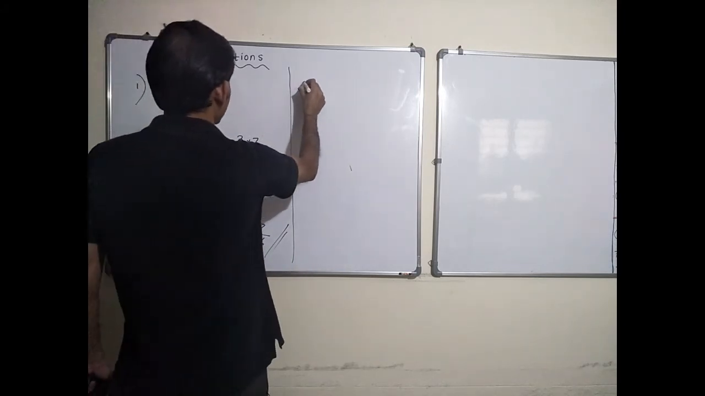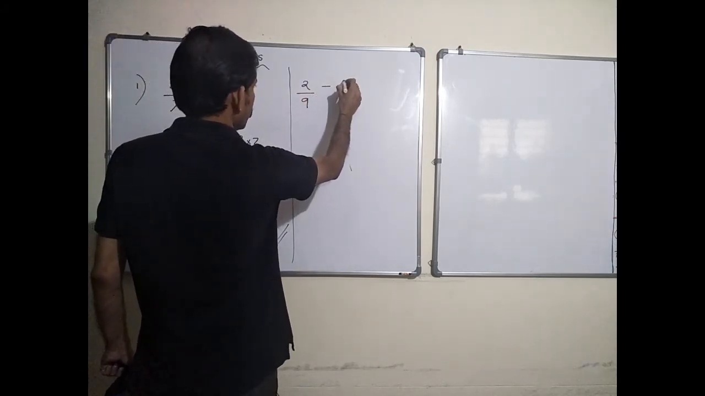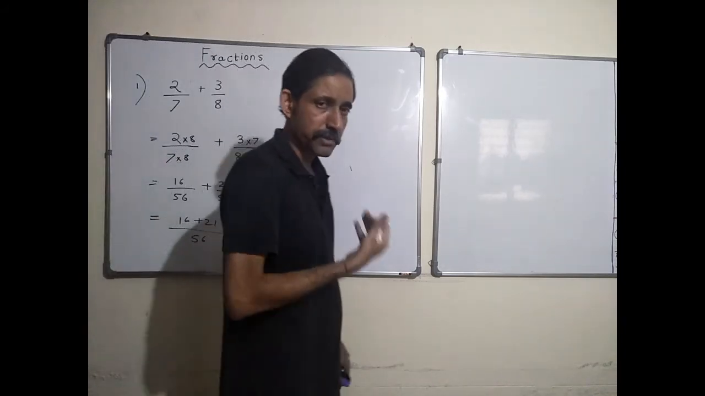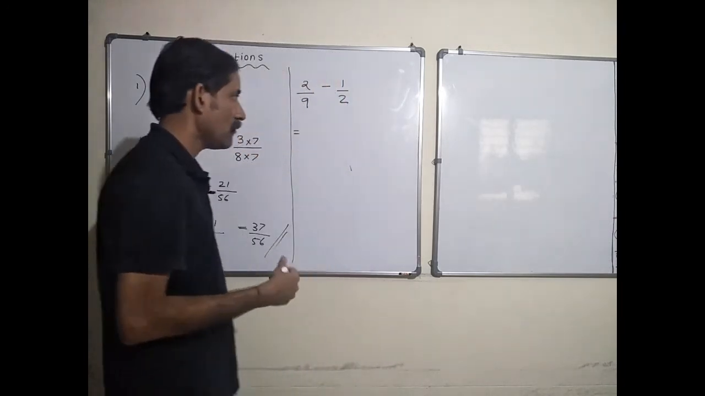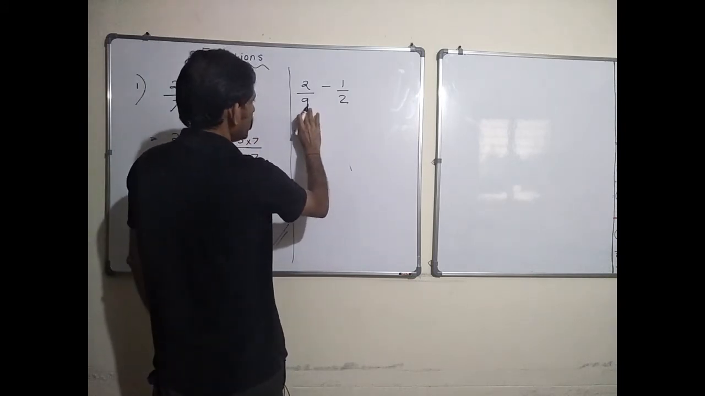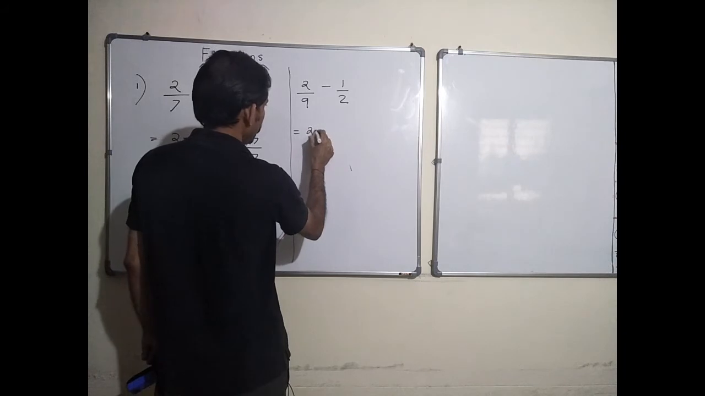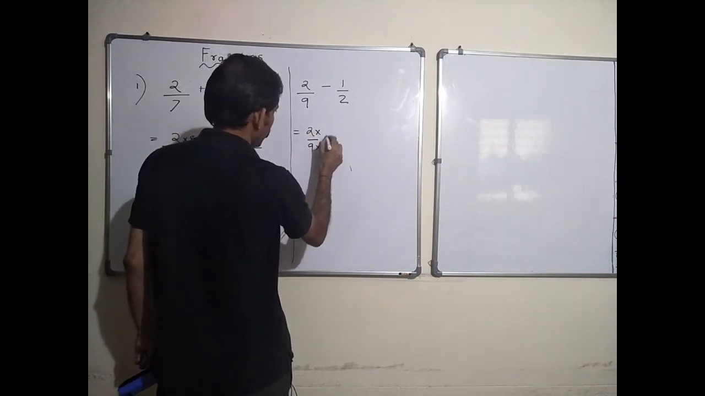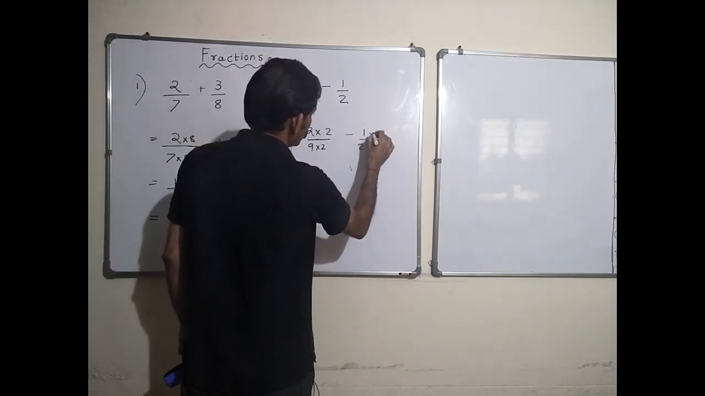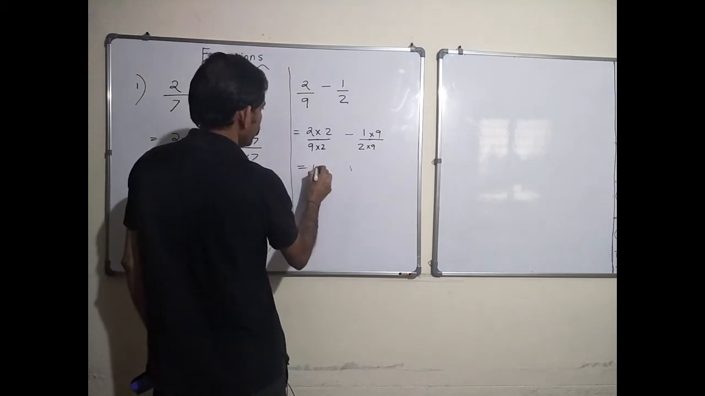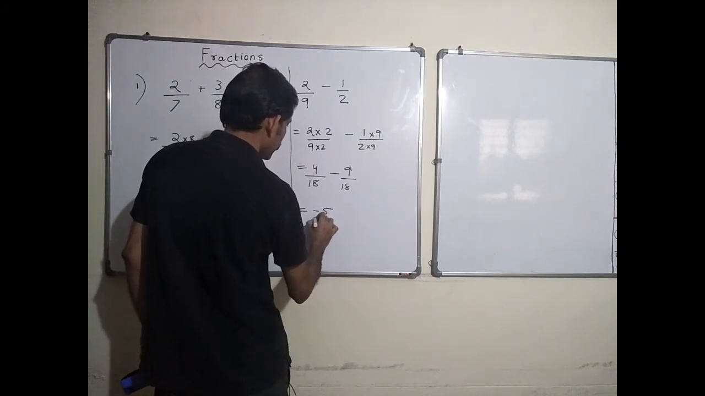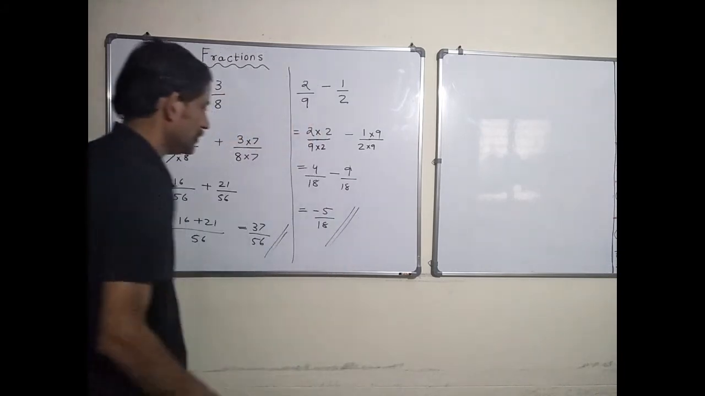This is a subtraction problem, 2 by 9 minus 1 by 2. Why don't we pause the video for a while and solve this, and then come and check whether we agree on the answer. Okay, let's move on then. LCM of 9 and 2 is 18, right? So I multiply 2 by 9 into 2, and minus half into 9 by 9. So this becomes 4 by 18 minus 9 by 18 is equal to minus 5 by 18 is the answer.